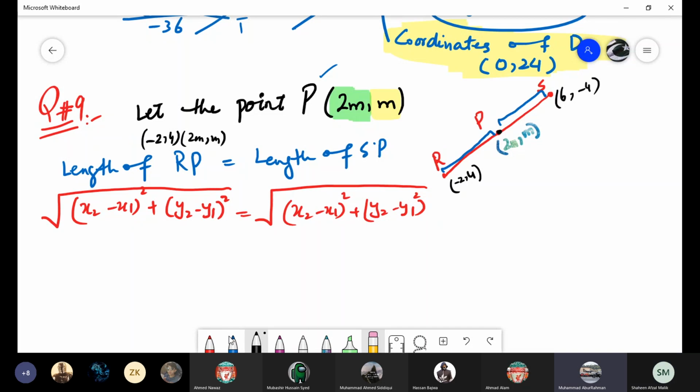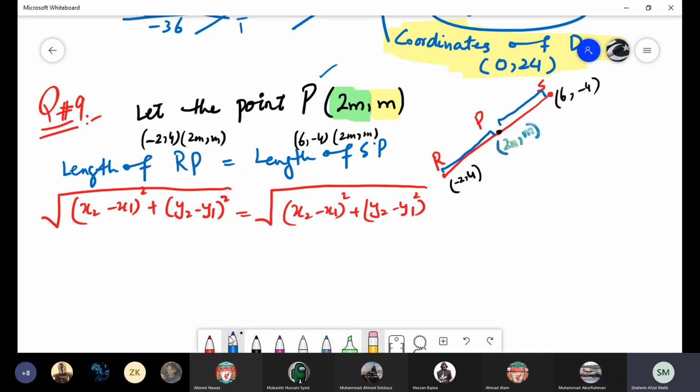So, ma'am, it will be m minus 4 whole square. Just 1 minute. And it will be for the S and P. I'm writing the numbers. S is 6 and -4. And what is P? P is 2m and m. Now you can substitute the values.